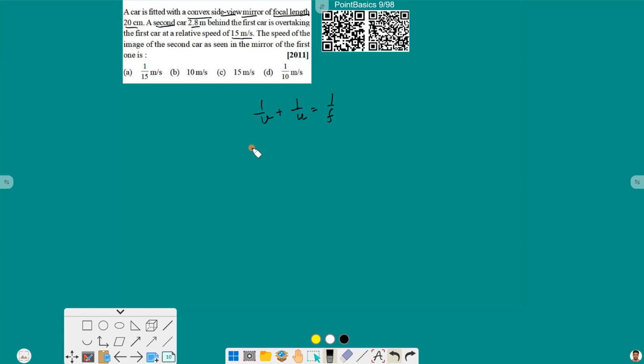And from this formula, while taking the derivative, we can write 1 by v square into dv by dt minus 1 by u square into du by dt is equal to 0. And this is the image speed, this is the object speed. So we have a relation that image speed is equal to negative m square times the object speed. So we basically have to find the image speed. The object speed is given to us, that is 15 meter per second, and we have to find the magnification.